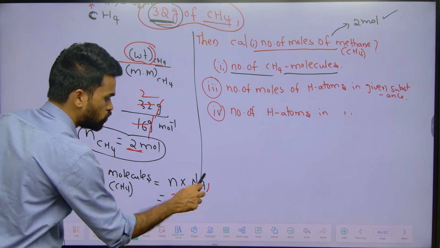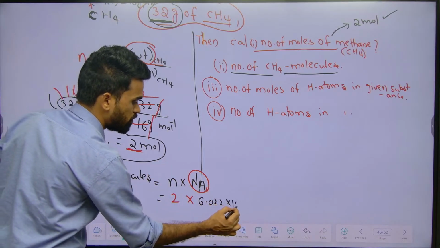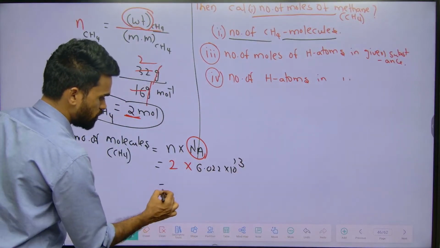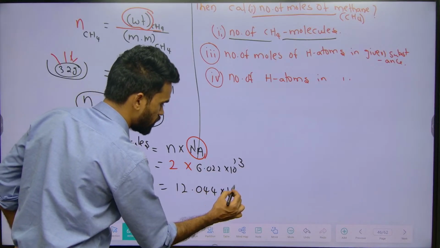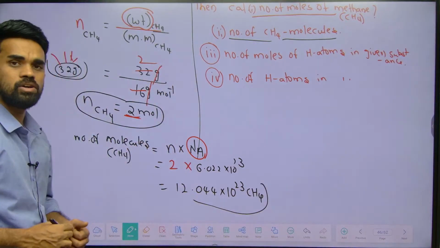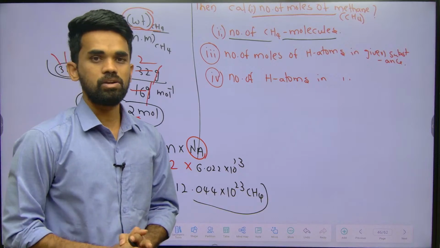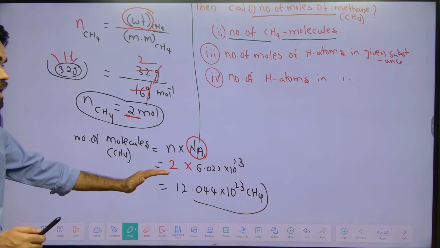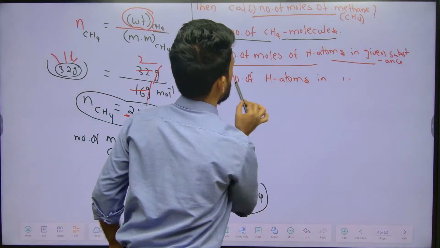So 2 into Avogadro number, 6.022 into 10 power 23. Just simplify this. So it will be 12.044 into 10 power 23 methane molecules in the given 32 grams. Up to here, if it is clear, let us also do this for the remaining 2 questions.